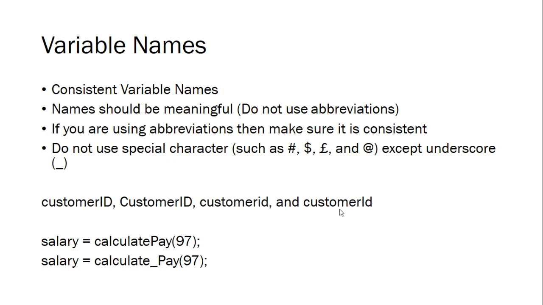And make sure you are differentiating some basic things. For example, here we have salary equals calculate pay of 97, and salary equals calculate underscore pay of 97. By looking at this, somebody can think it could be a function where we're passing a value 97 and getting the result in salary. Or someone would say that calculate pay might be an array of 100 items and we are trying to retrieve the 97th item. To clear up this confusion, if it is a function, we'll use underscore. If it is not a function, we will not use underscore.